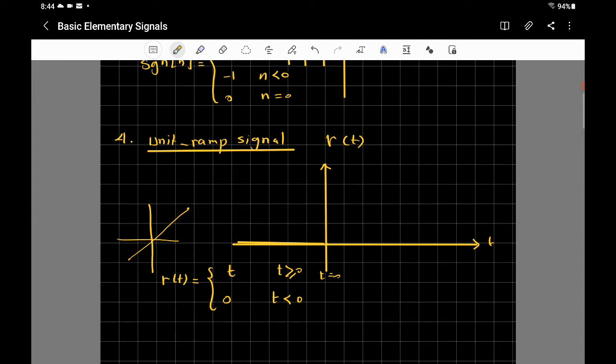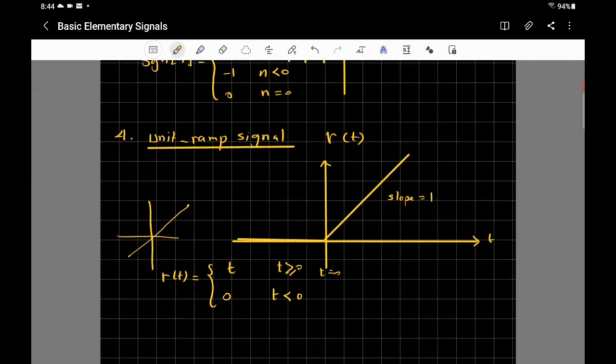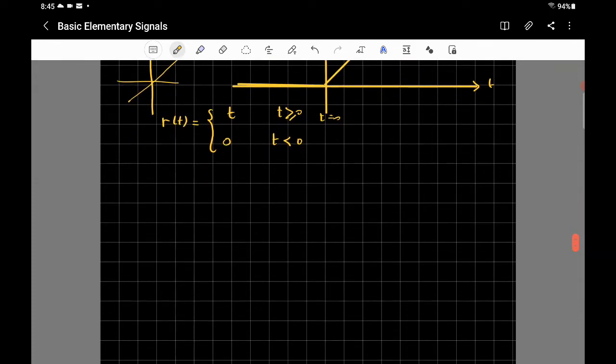So you just do it from t equals 0. When t is equal to 0, it's equal to 0. When t equals 1, it's equal to 1, 2, 3, and just goes until infinity. So the slope is equal to 1. That's the unit ramp, because the slope is equal to 1. What about the discrete time signal? It will be very similar.